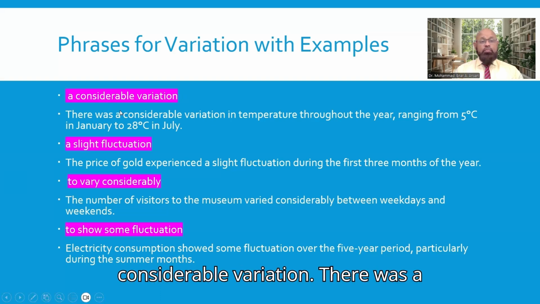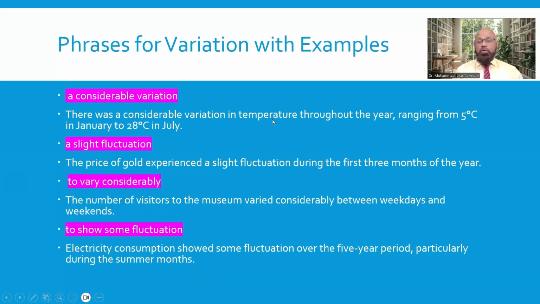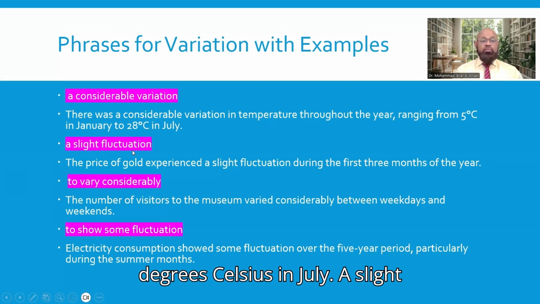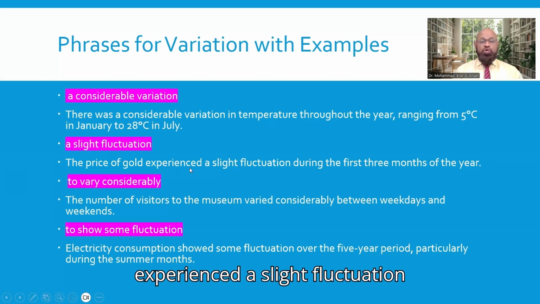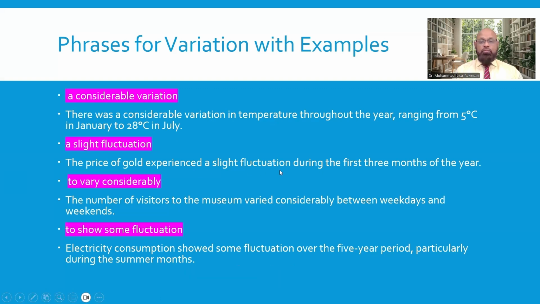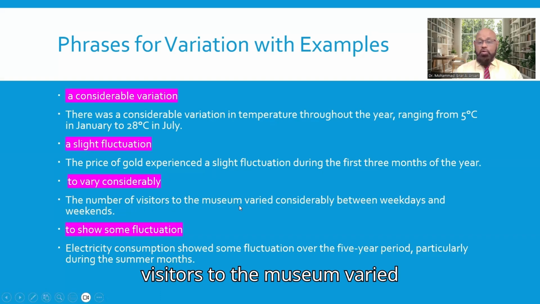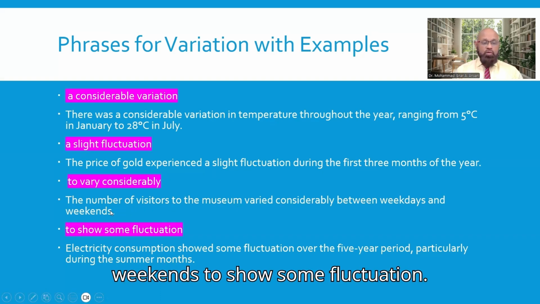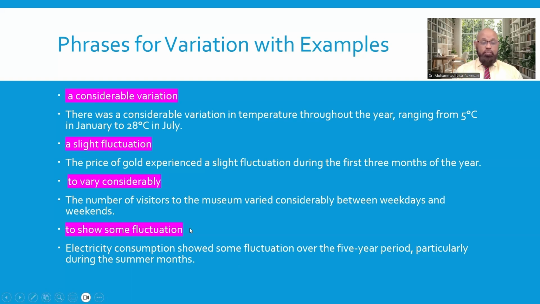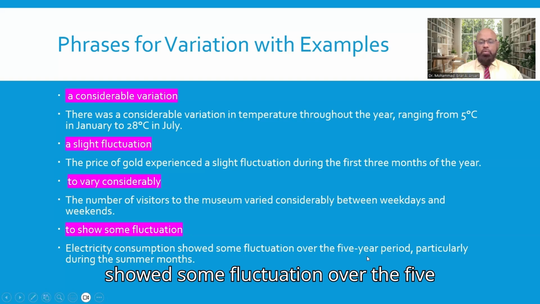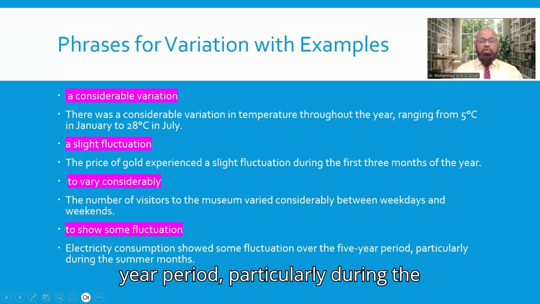A considerable variation. There was a considerable variation in temperature throughout the year, ranging from 5 degrees Celsius in January to 28 degrees Celsius in July. A slight fluctuation. The price of gold experienced a slight fluctuation during the first 3 months of the year. To vary considerably. The number of visitors to the museum varied considerably between weekdays and weekends. To show some fluctuation. Electricity consumption showed some fluctuation over the 5-year period, particularly during the summer months.